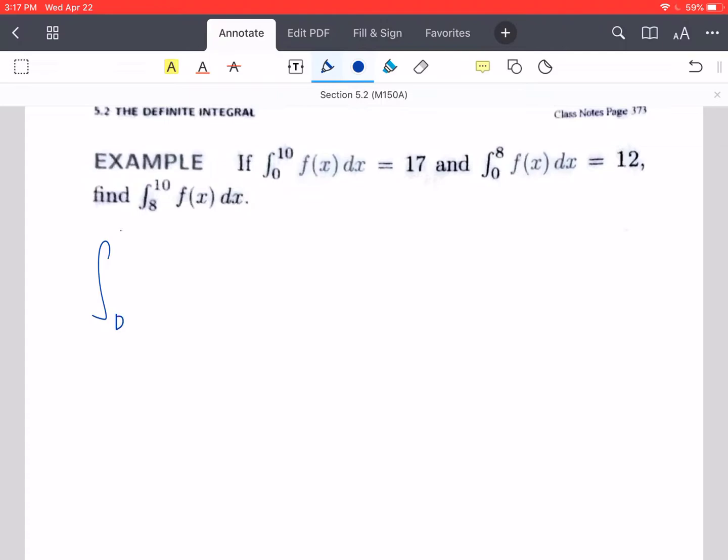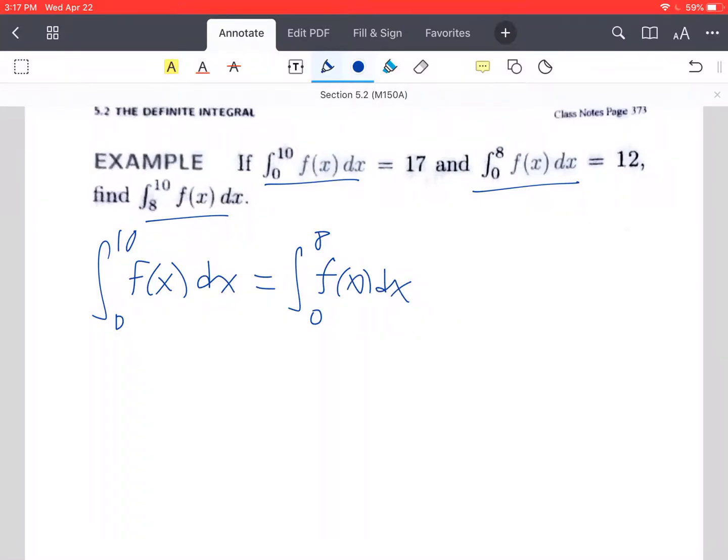So the integral from 0 to 10, we can split this area up. Instead of being 0 to 10, we take the piece from 0 to 8 and the piece from 8 to 10. And that gives us the whole interval again. So this is integral 0 to 8 of f of x dx plus integral 8 to 10 of f of x dx. This one we know, and this one we know.